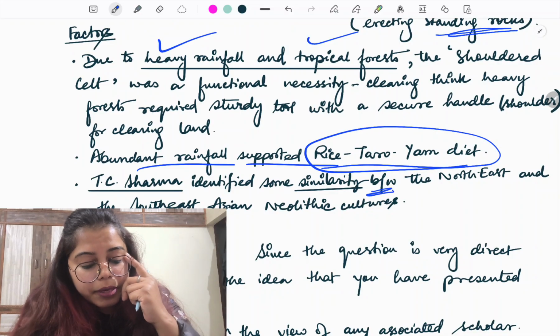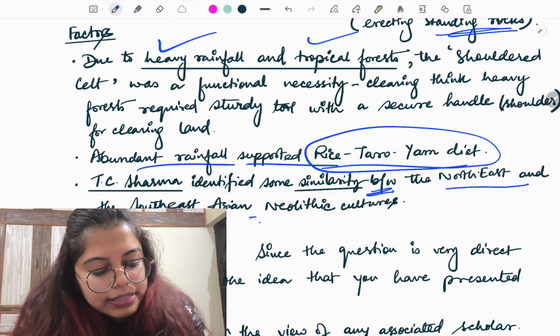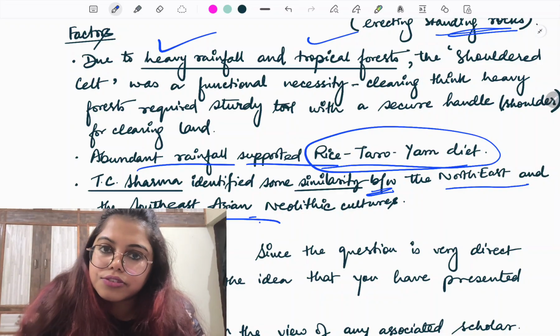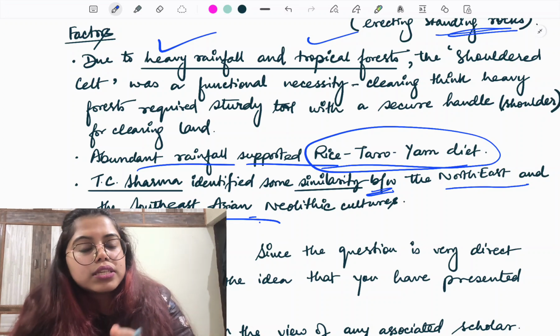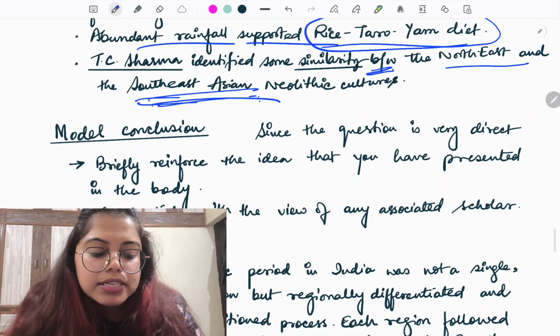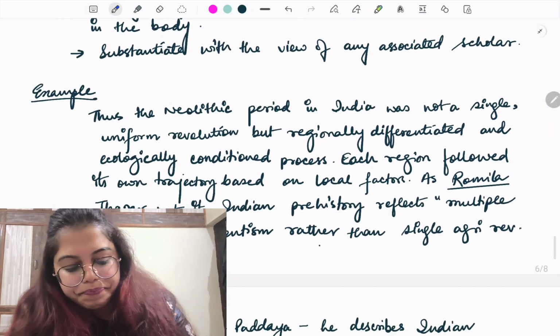Here T.C. Sharma has said that there was similarity between northeast and Southeast Asian Neolithic cultures. Very important. तो हमारे जो northern India and Deccan India जो है उनके features से ज़्यादा similarity इनका किसके संग है? Southeast Asian Neolithic cultures के साथ.